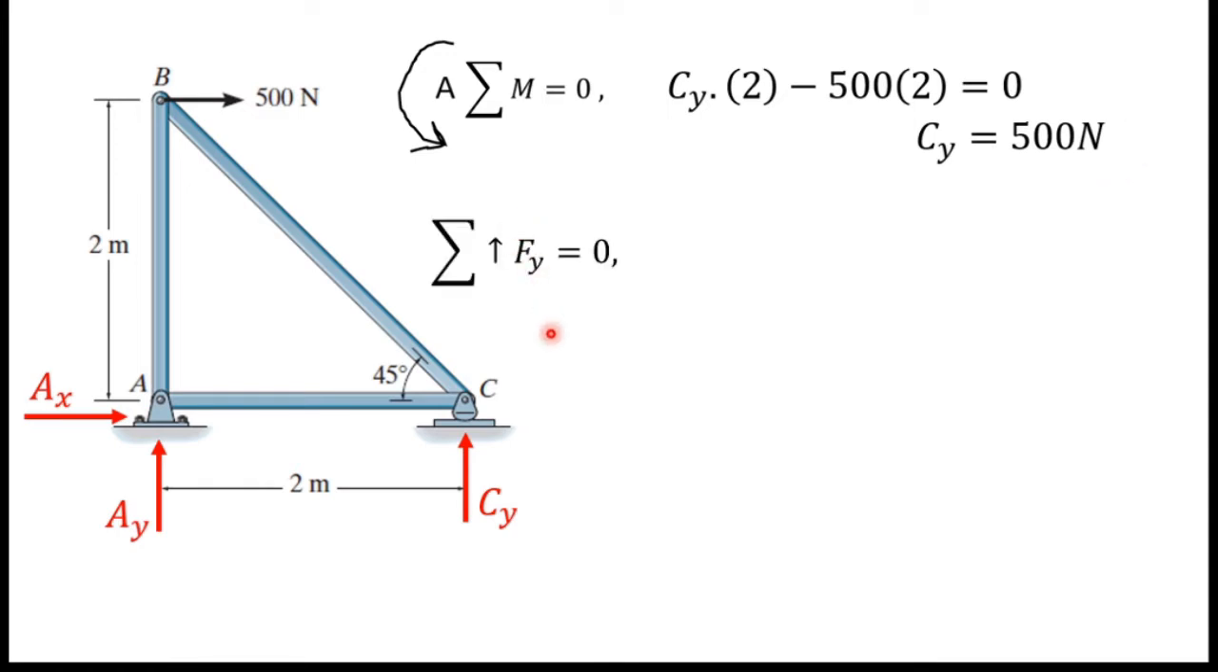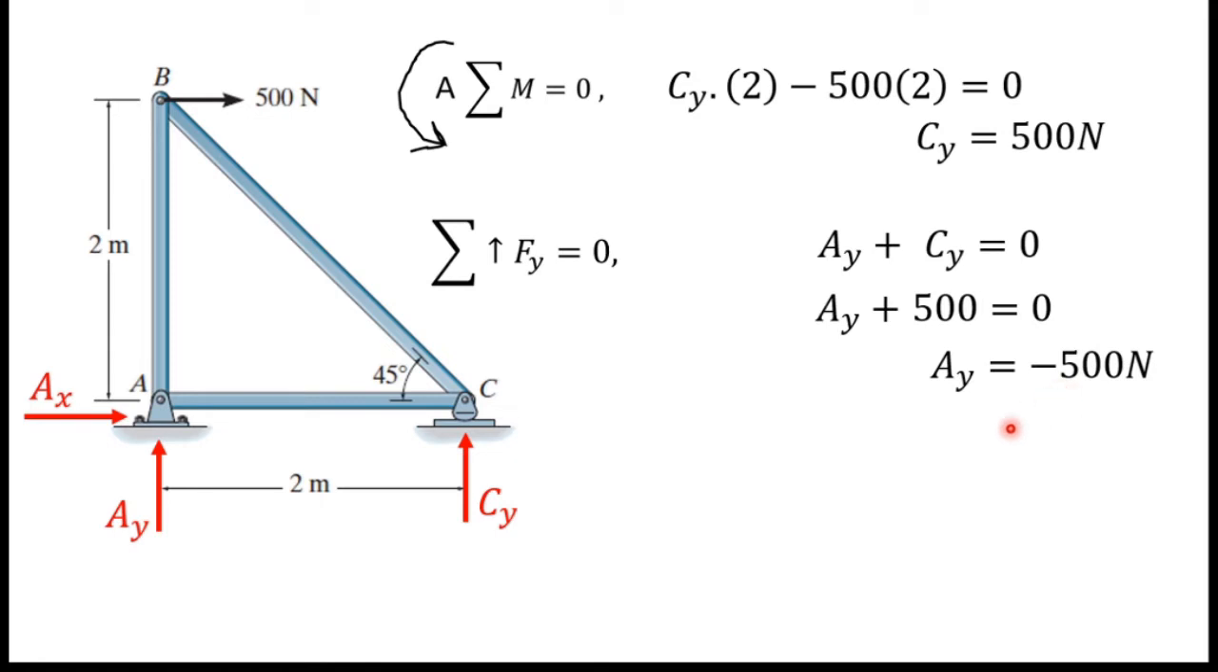Next, I am going to take sum of vertical forces. So you can see there are two vertical forces, AY and CY. So I can write AY plus CY equals 0. Now I know the value of CY, therefore I substitute the value for CY. AY plus 500 equals 0. If I simplify this, I can get AY equals minus 500 Newton. So this minus sign means this AY force is directed downward, not upward.